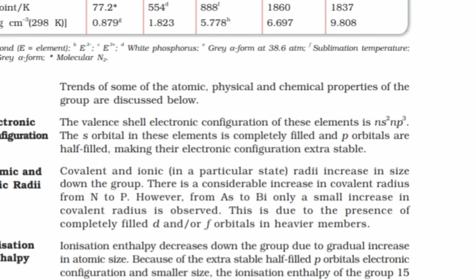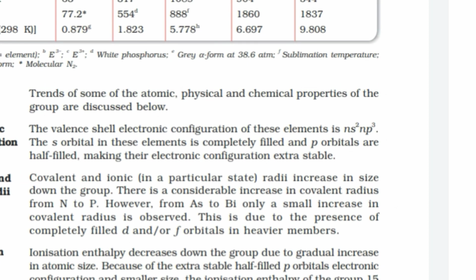Atomic and ionic radii. Covalent and ionic radii in a particular state increase in size down the group. There is considerable increase in covalent radius from N to P. However, from arsenic to bismuth, only a small increase in covalent radius is observed. This is due to presence of completely filled d and/or f orbitals in heavier members.